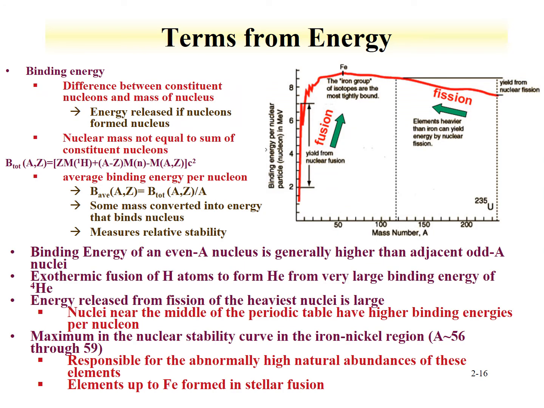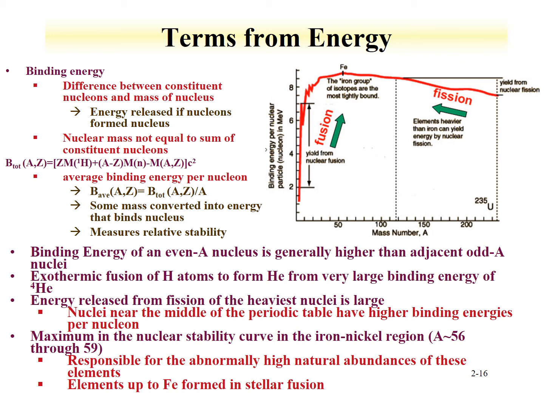There's a term we've already introduced, binding energy, that comes from these energetic terms. Binding energy is the difference between the constituent nucleons and the mass of the nucleus. So if I think of a nucleus, it has so many neutrons, so many protons. I can determine the mass of that nucleus. I know the mass of neutrons and protons, and I can compare the two. And fundamentally, there's a difference in those masses.